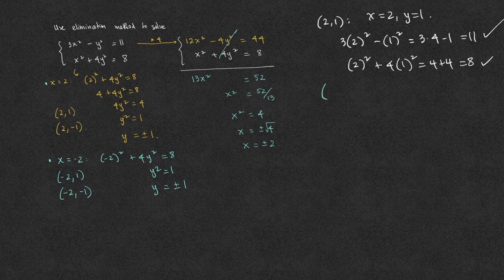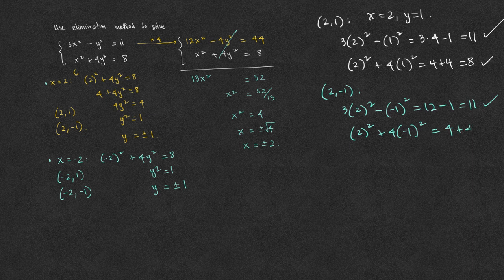Next, we check 2 comma negative 1. The first equation is 3 times 2 squared minus y, which is now negative 1, and we square this. This is 12 minus 1, so this is 11. This checks out. The second equation is x squared plus 4 times y squared, but y is negative 1. This is 4 plus 4 times the quantity negative 1 squared, which is positive 1. 1 times 4 is 4. So this is 8, so this checks out as well. x equals 2, y equals negative 1 is also a solution.